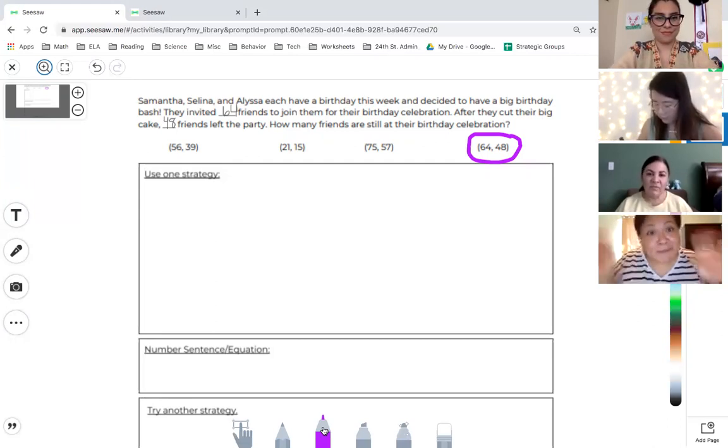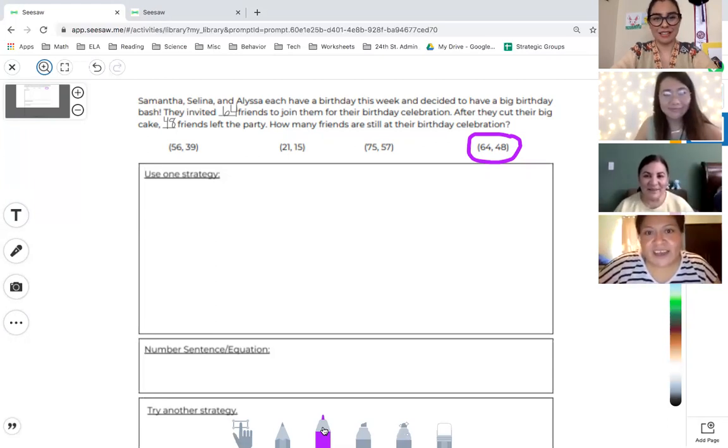All right, first of all, happy birthday, girls. Samantha, Selena, and Alyssa each have a birthday this week and decided to have a big birthday bash. They invited 64 friends to join them for their birthday celebration. After they cut their big cake, 48 friends left the party. How many friends are still at their birthday celebration?